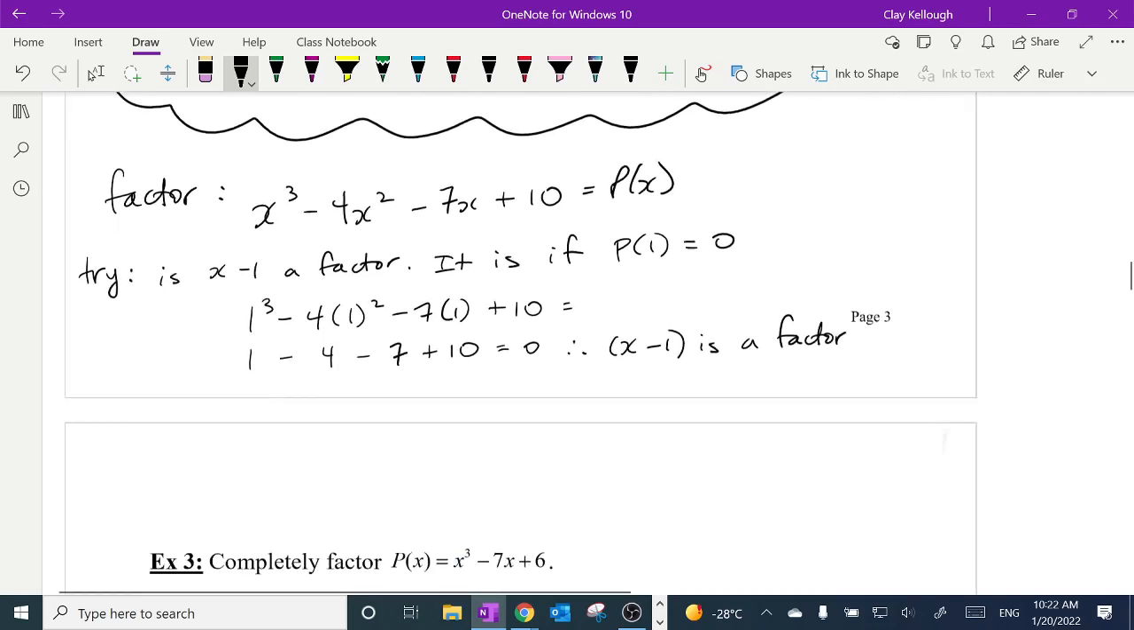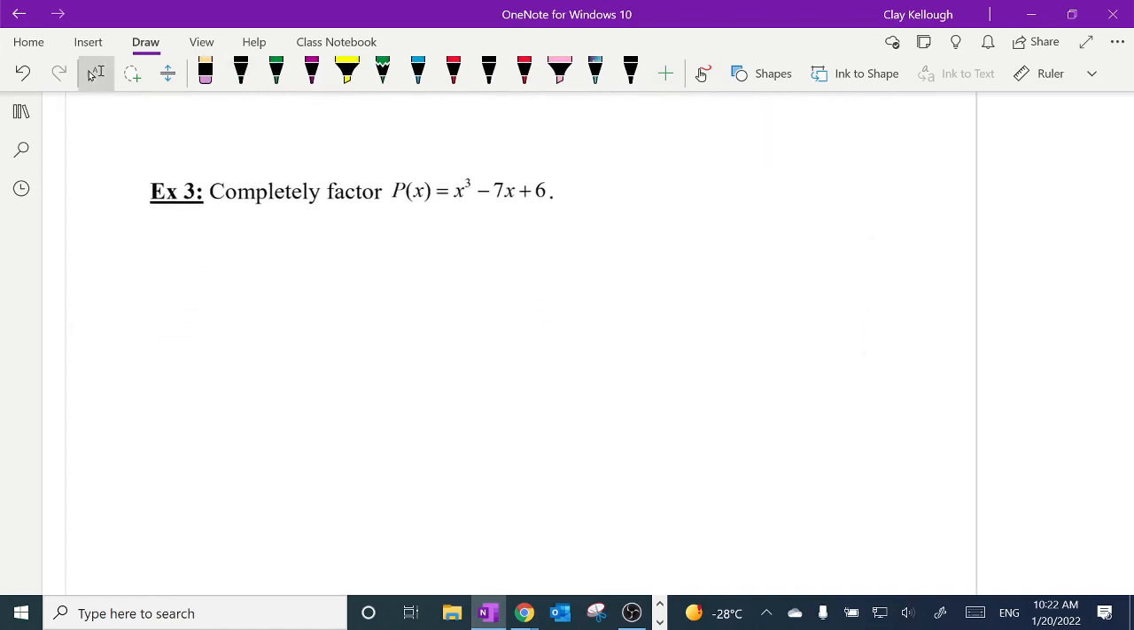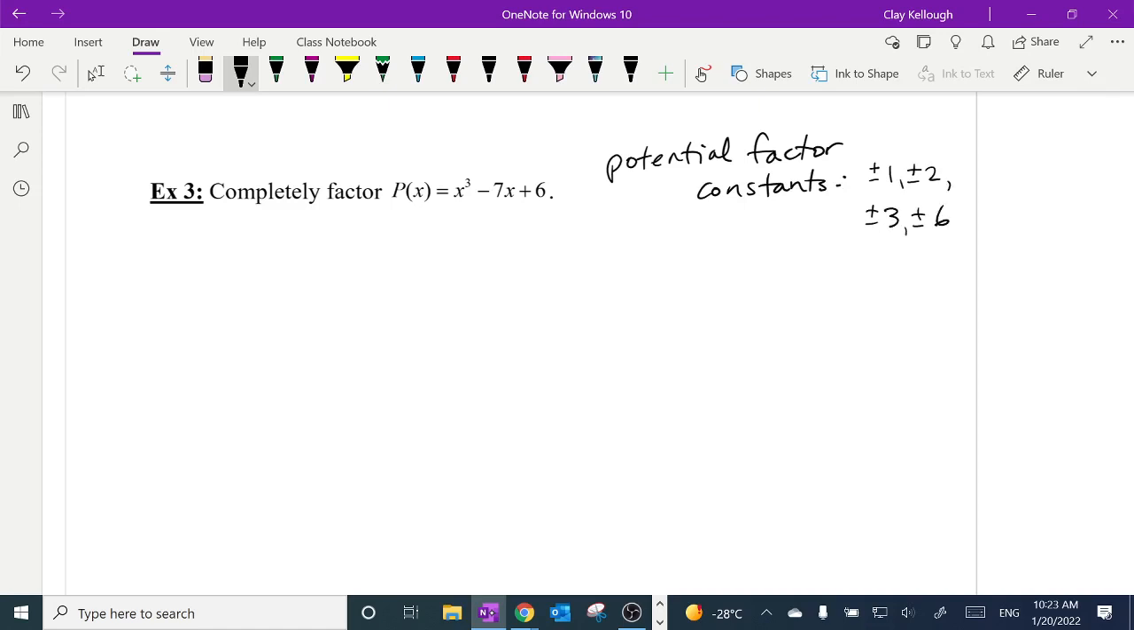So let's try another one. Completely factor this. All right, if it has factors, the potential factor constants are plus or minus 1, plus or minus 2, plus or minus 3, plus or minus 6. That's what's possible. Do they work? Well, let's try one. Let's try 1 first of all. Let's try p of 1. Does p of 1 make 0?